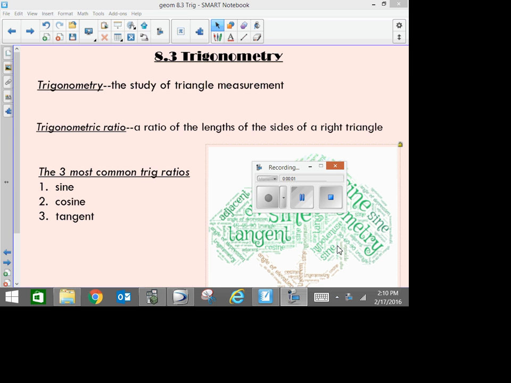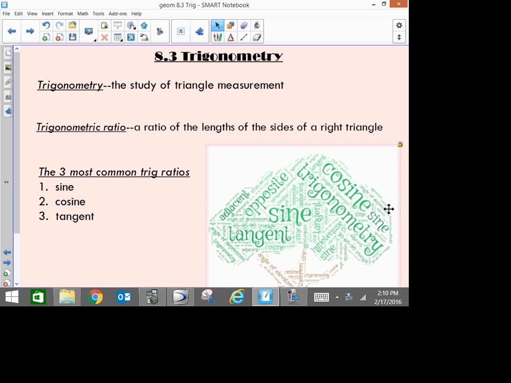The geometry part of trigonometry is just the study of triangle measurement, mostly right triangles. We're going to talk about trigonometric ratios, and that stems from our similar triangles, but we'll circle back around to why it's a ratio. And then here are the three most common trig ratios.